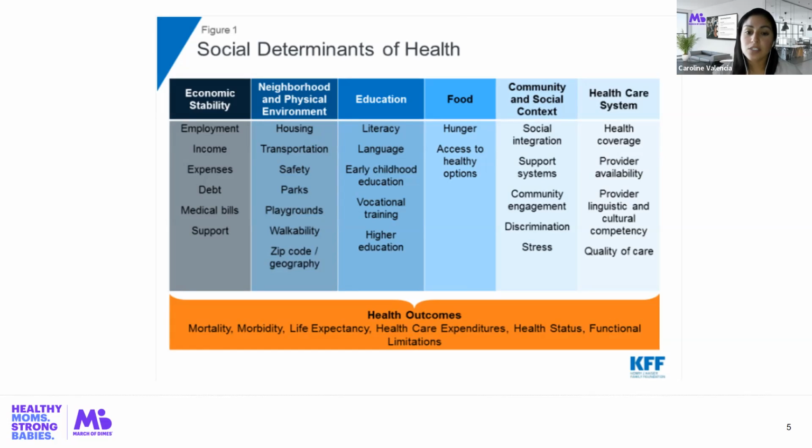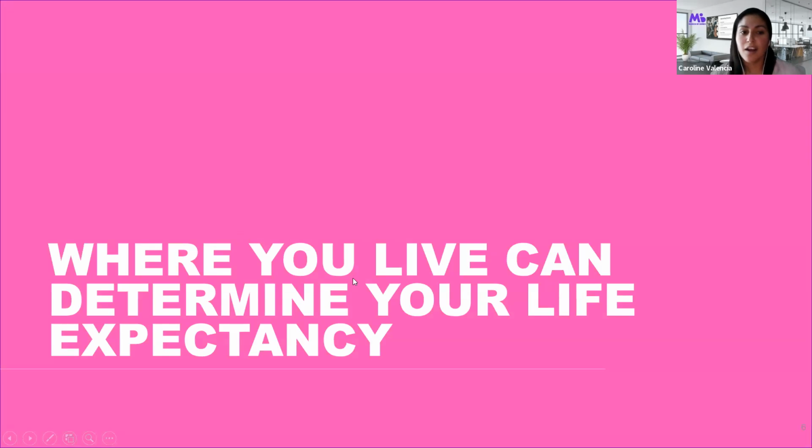So each of these factors and each of these domains really lead to these health outcomes. So they could be differences in mortality rates, morbidity, as well as life expectancy, which I believe is the next slide. And I think the life expectancy really puts a lot of these factors into a very clear way.